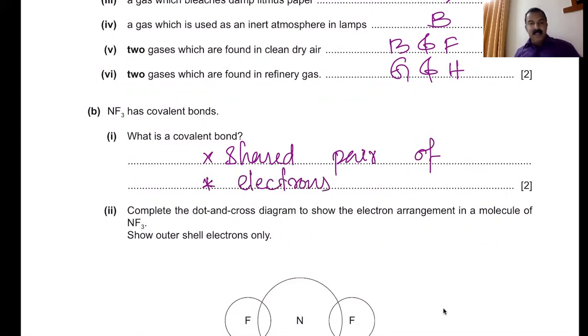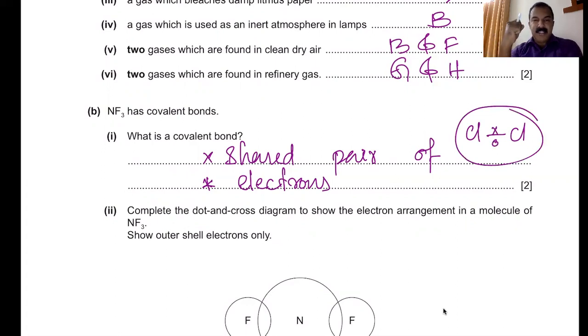You say it's a bond formed between non-metals due to the shared pair of electrons between them. For example, if you have Cl and Cl, it has a shared pair of electrons. This is a covalent bond. A covalent bond is a force of attraction between 2 bonded atoms due to a shared pair of electrons. This is what you get 2 marks for. Let us just see the mark scheme for that.